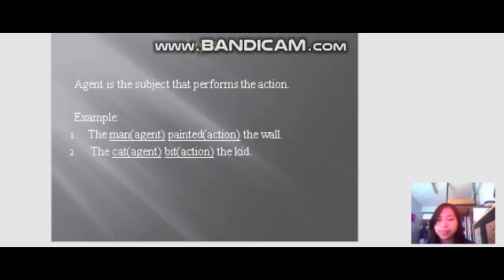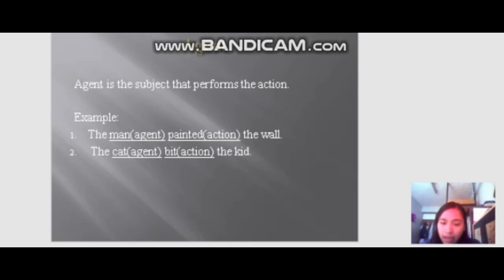Okay, let's see. First is agent. So what is agent? Agent is the subject that performs the action, like the doer. For example, "The man paints the wall." Who is the agent? The agent is the man, and the action is paint. So the agent is man.